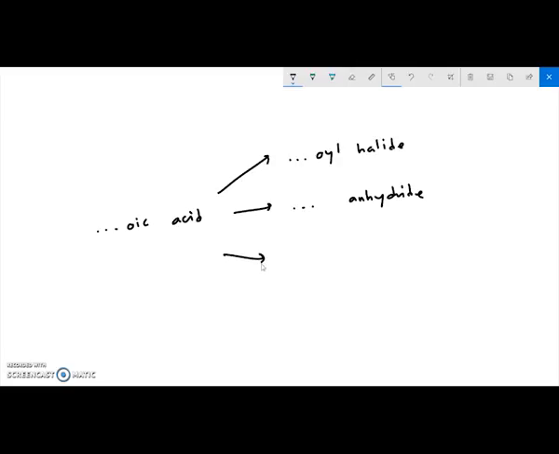For ester, the oic acid name will be replaced with oate, while the alcohol which is attached to it will be named as the alkyl attachment. And finally, when we have amide, the oic acid will be replaced with amide at the back.